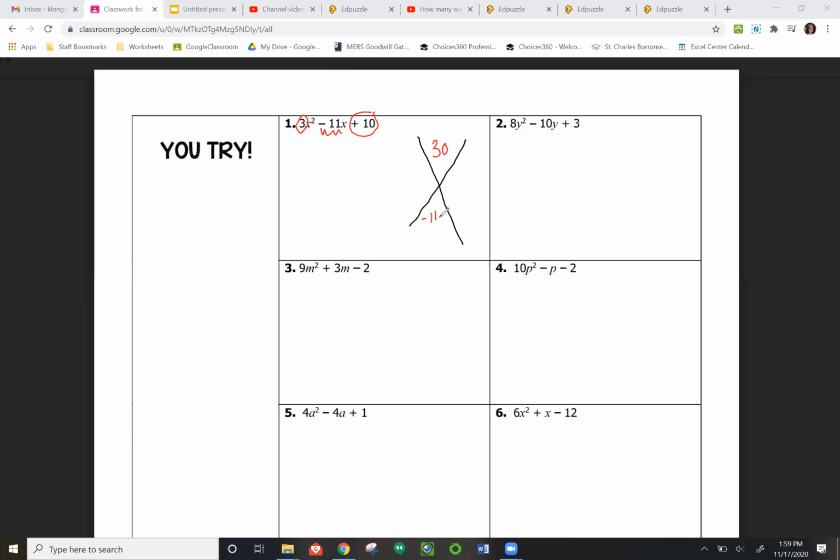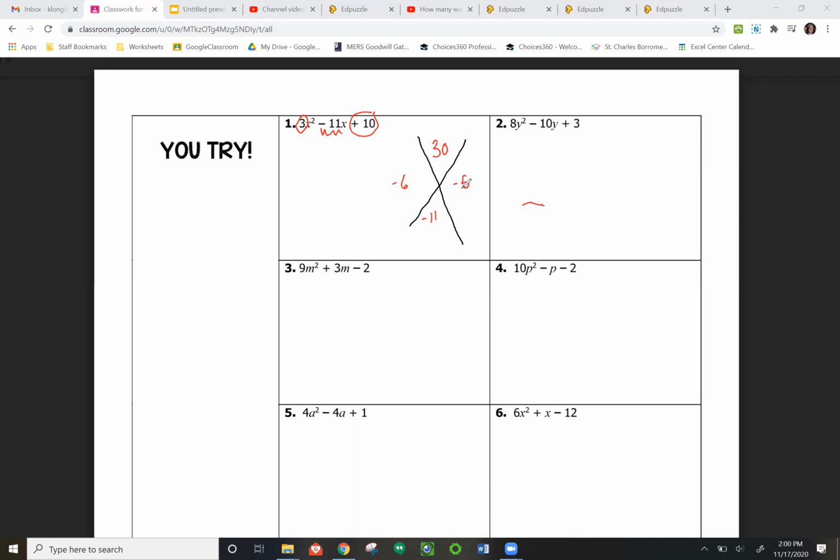Since they're adding together to give me a negative number and multiplying together to give me a positive number, I know that my integers will both have to be negative, right? Because a negative times a negative gives you a positive. And since we're adding to be negative, I know that I at least have to have one, if not both of them. So I believe negative 6 and negative 5 will satisfy my two requirements.